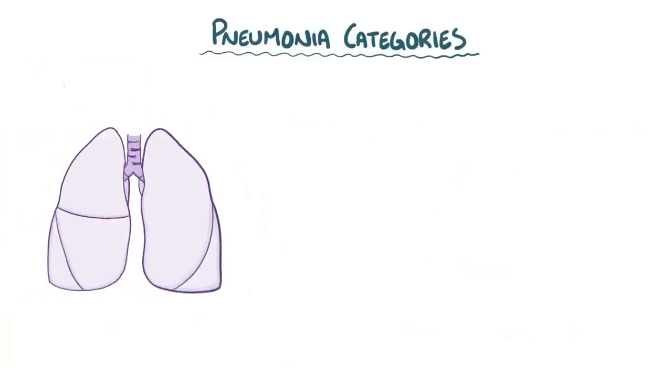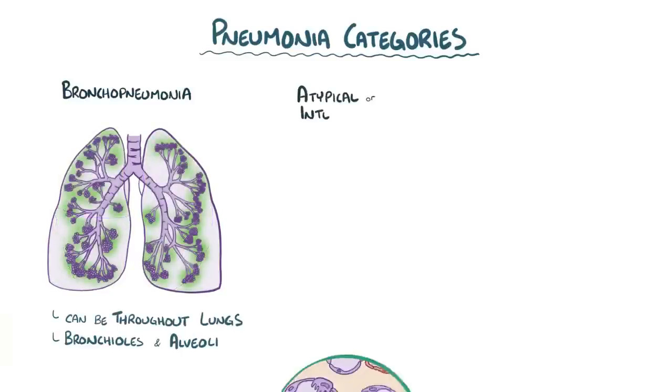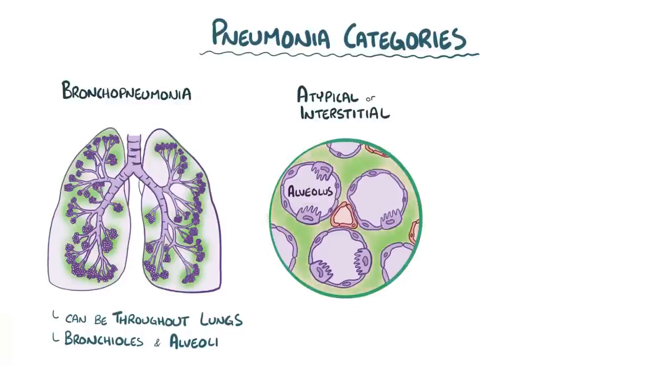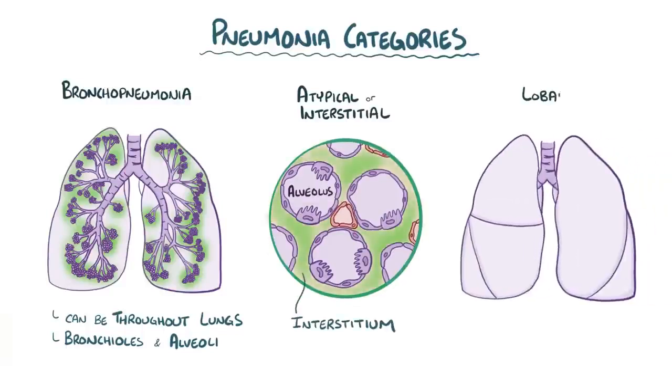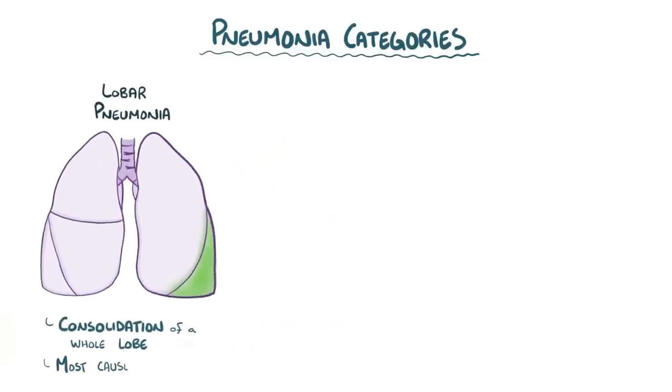Another way we can characterize pneumonia is by where the infection is. In bronchopneumonia, the infection can be throughout the lungs, involving the bronchioles as well as the alveoli. In atypical or interstitial pneumonia, the infection is mainly just outside the alveoli in the interstitium. And in lobar pneumonia, the infection causes complete consolidation of a whole lobe of the lung, meaning that the entire region is filled with fluid. The vast majority of these are caused by Streptococcus pneumoniae.